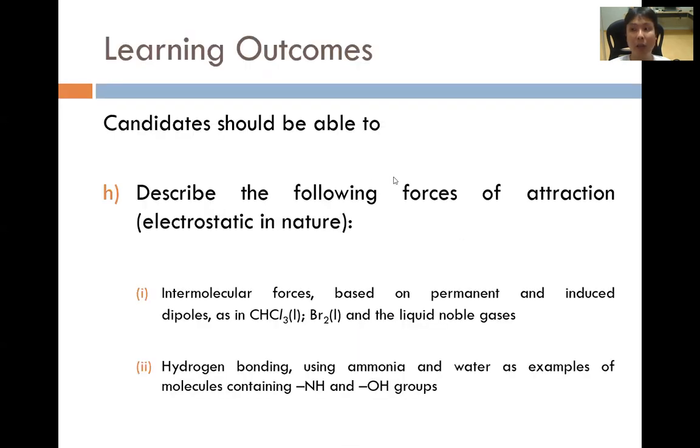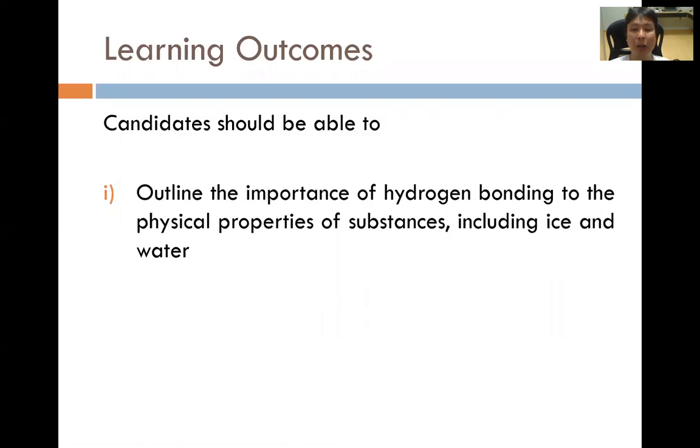It's basically the intermolecular forces of attraction. I remind you again, there is ID-ID forces of attraction, PD-ID forces of attraction, PD-PD forces of attraction, as well as hydrogen bonding. And also to be able to outline the importance of hydrogen bonding to the physical properties of substances, including ice and water. Okay, so let's begin looking at past year A-level questions that test on these two learning outcomes.